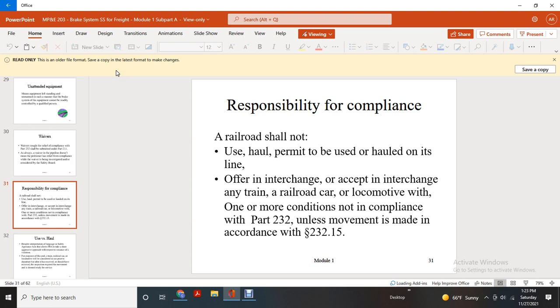Responsibility for compliance: a railroad shall not use or permit to be used the hull of the line on its line, or for interchange, except for interchange with the train with the railroad car or locomotive with one or more conditions not in compliance with Part 232, unless the movement is made in accordance with 232.15.